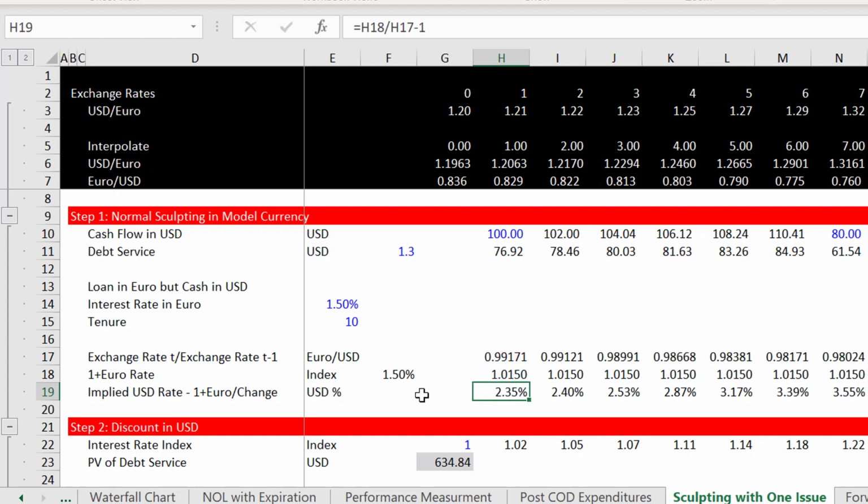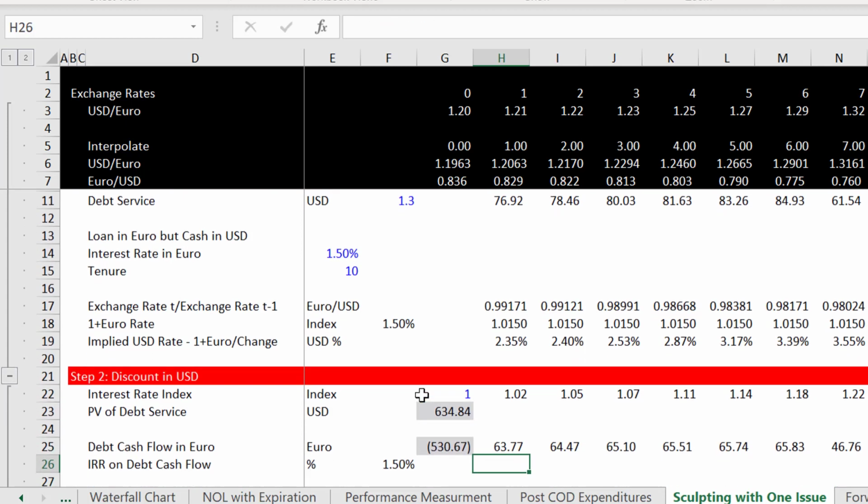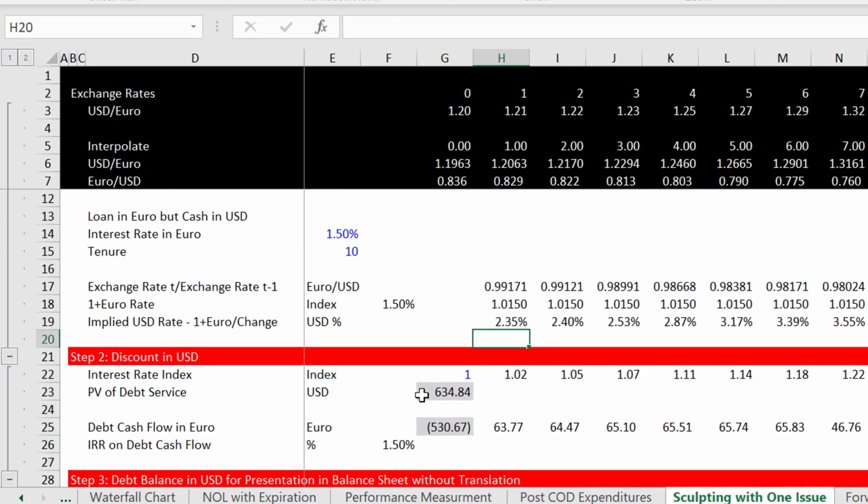So this 1.5% looks really good, but because we're going to have to make this repayment in USD, suddenly that rate is not quite as good. In fact, we could even get an IRR later on the debt. Then next, just like we always do, make a little discounting factor.